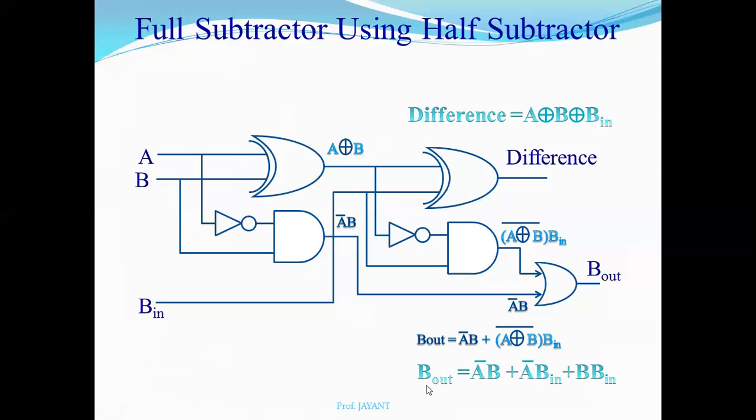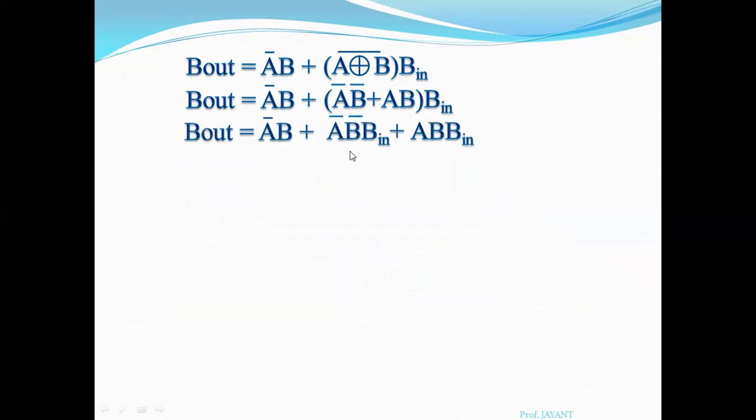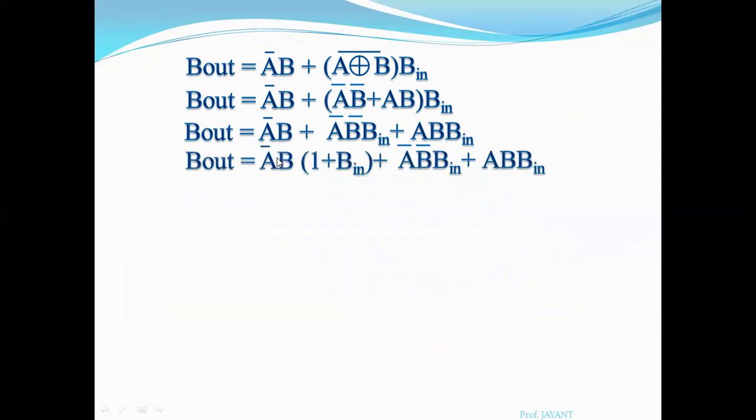So we try to solve this equation. How to solve it? In the next slide: A bar B plus A XNOR B times B in. We can write A bar B plus (A bar B bar plus A B) as the XNOR gate, times B in. So A bar B plus A bar B bar B in plus A B in. Multiply A bar B by 1 plus B in, because 1 plus B in is nothing but 1. This is an OR equation: 1 plus anything is 1.